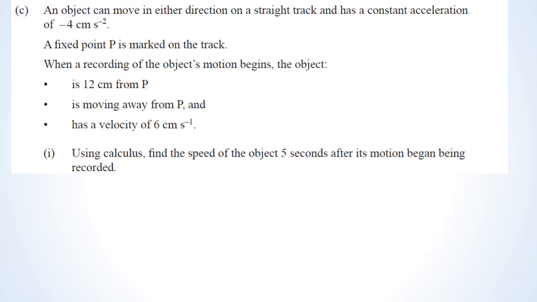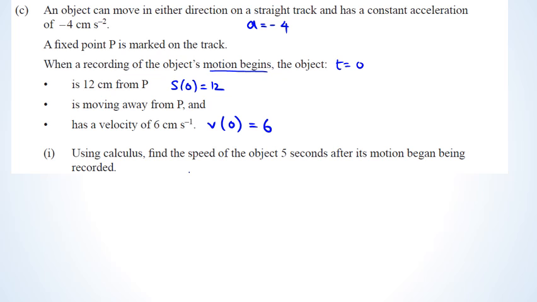So when you have a question like this where it says the object has a constant acceleration of -4, the first thing we can write down is that a equals -4. Next, and I think the most important thing to look at, is when recording of the object's motion begins. That's when t equals 0, it's 12 meters from P, so we can say S of 0 equals 12. It's moving away from P, so don't worry about that too much. It has a velocity of 6, so we know that V of 0 equals 6 as well.